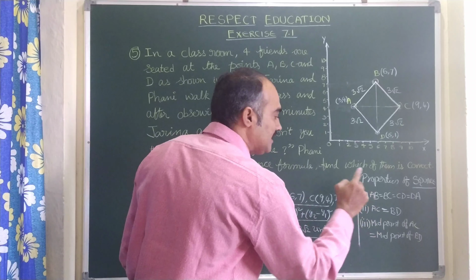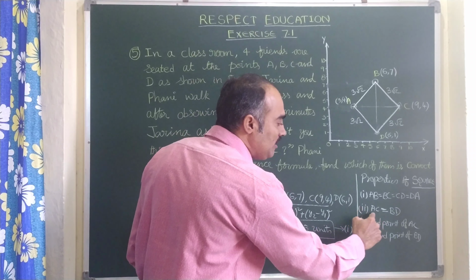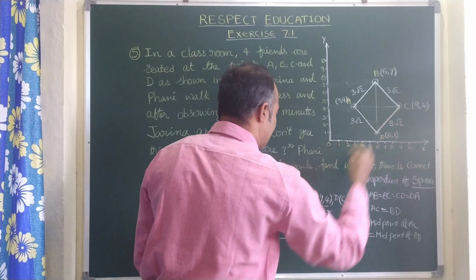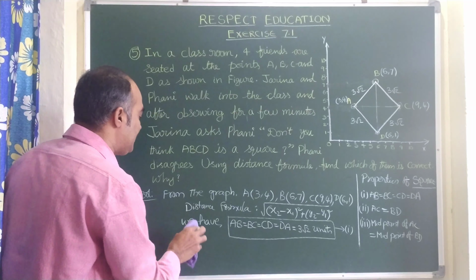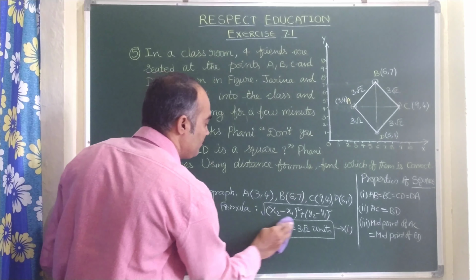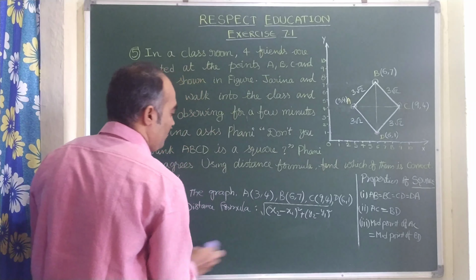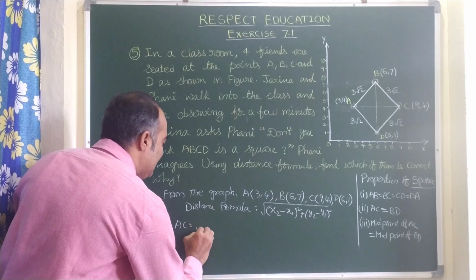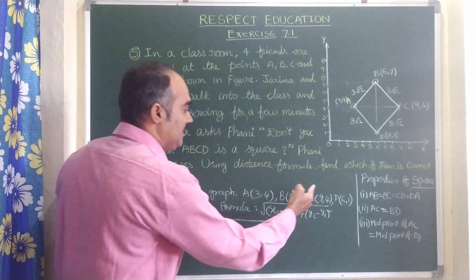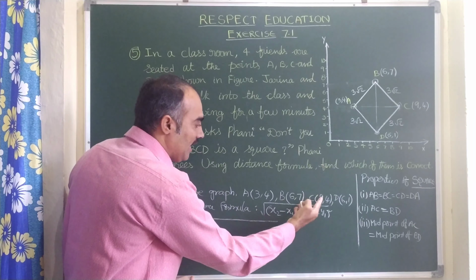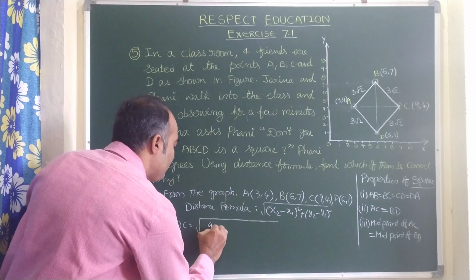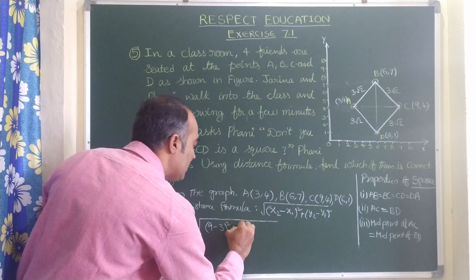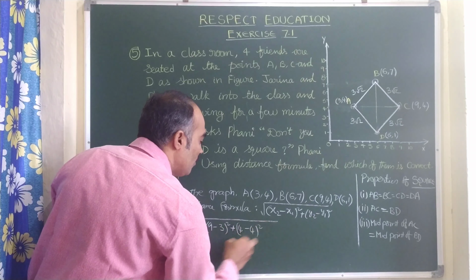Now let us check the second one. The second one is the distance between A and C and the distance between B and D. So let us find the distance between A and C. So here AC is equal to under root, A and C, 9 minus 3 whole square plus 4 minus 4 whole square.